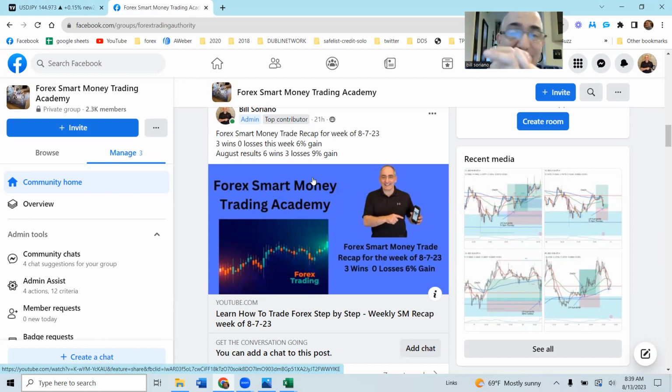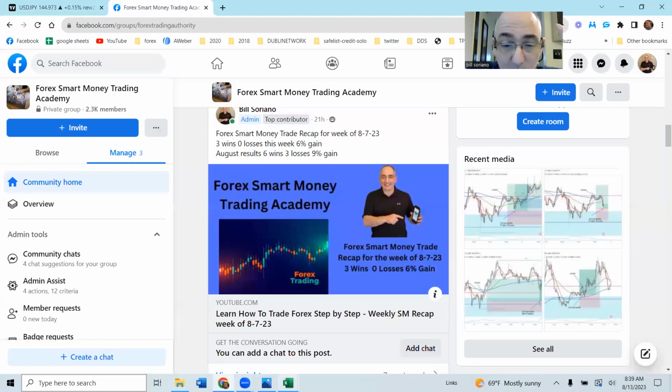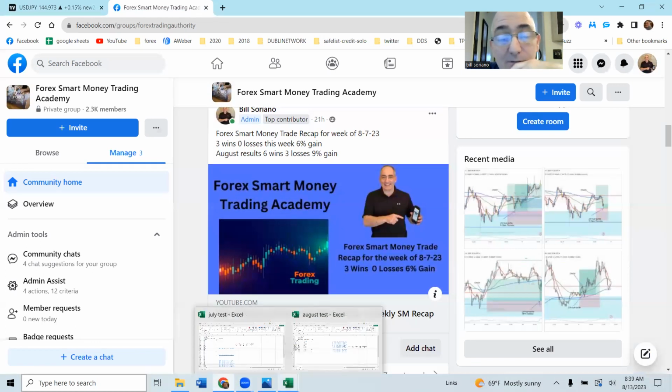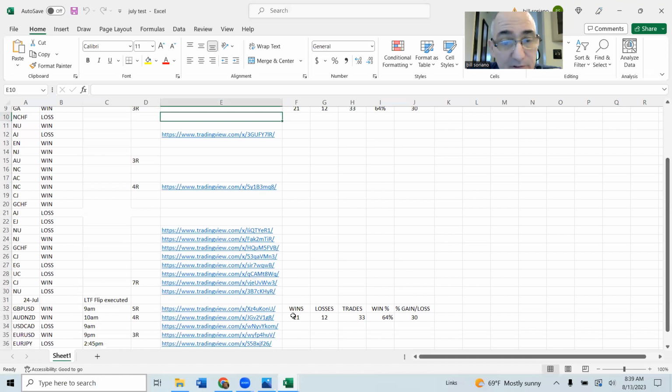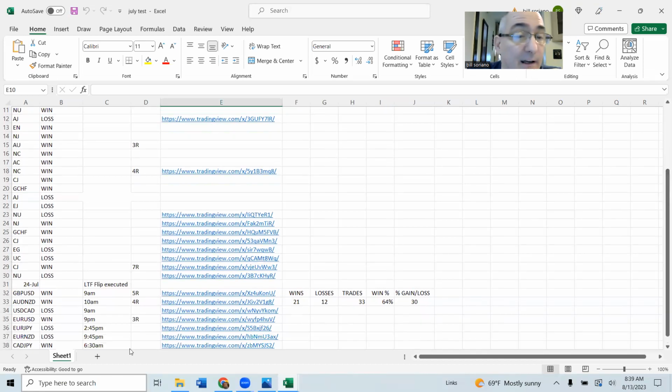So that's great, guys. And again, I've been teaching this strategy for free for months. I wasn't keeping track of it though for you, but now I am keeping track. As I said, this is our July spreadsheet. I don't have links for every one of the trades. I didn't start putting the links until later. And I also started putting the time when the lower time frame flip executed. This way we can see when the majority of these trades are executing. Are they during the New York session, the London session, or the Asian session, right?